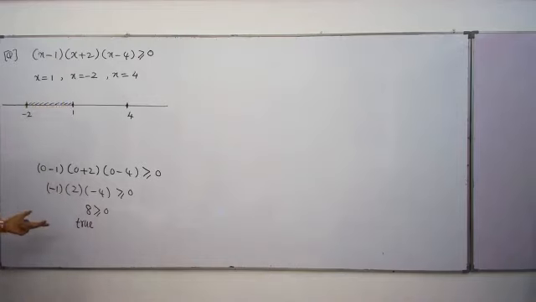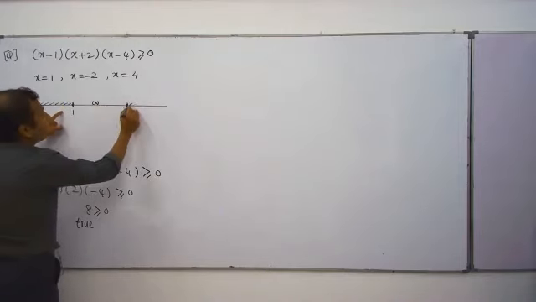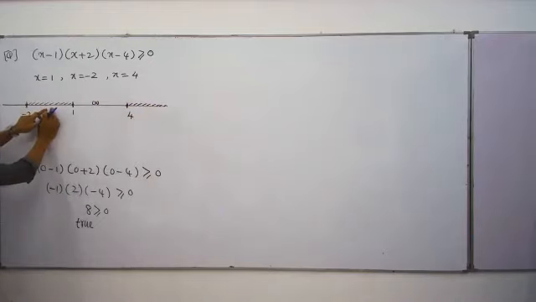Then what is the rule? If this one is accepted, the next one we reject. The next one we accept. Now, if this is accepted, this one is rejected. Then we get 2 regions.